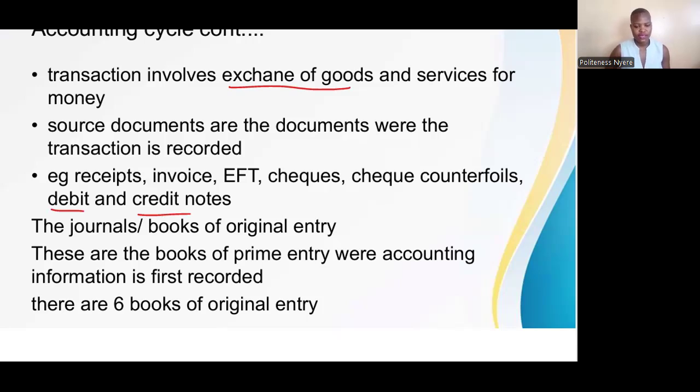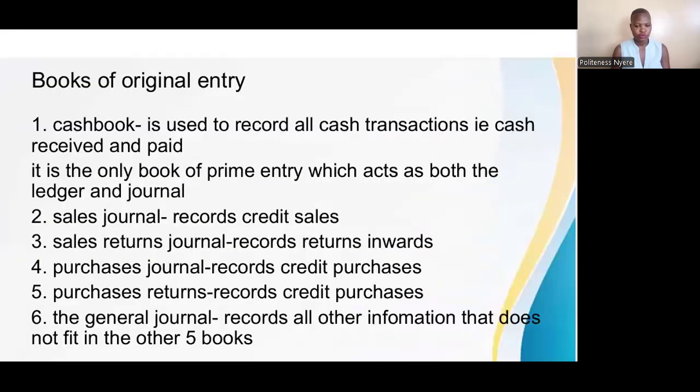We are going to be looking at them in much more detail as we move on. Then from there, we have the journals. The journals, or books of original entry, are the books of prime entry where accounting information is best recorded, and we have 6 books of original entry.